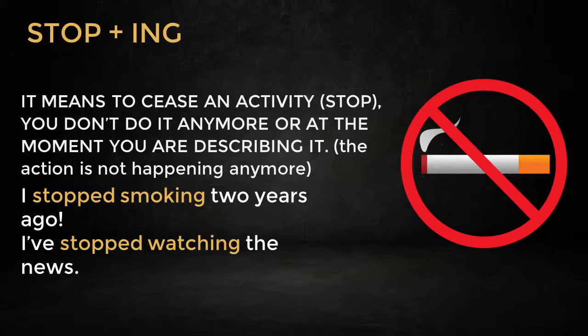How about you? I want to know in the comments. Participate. Tell me something you stopped doing. Remember, you need to use a verb plus ing if you want to mean this idea, no more, okay? Another example, I've stopped watching the news, and this is actually true for me. I stopped watching the news many years ago, maybe 3-4 years.